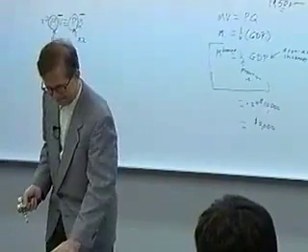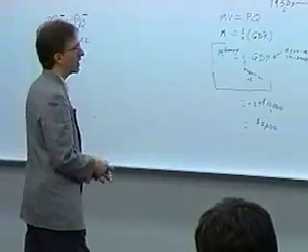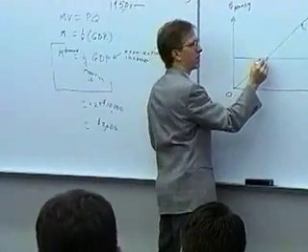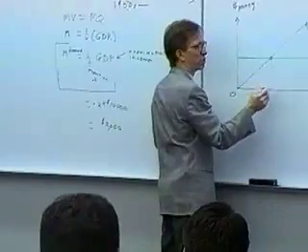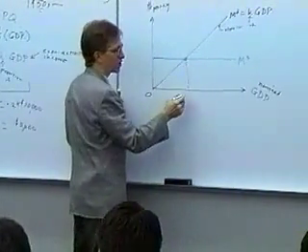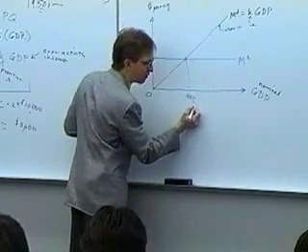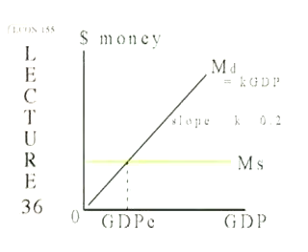Okay, well, here's basically where we're headed with all this. If we find the point where money supply equals money demand, this is GDP, and I'll put an E down there for equilibrium. We've established an equilibrium GDP for the economy.